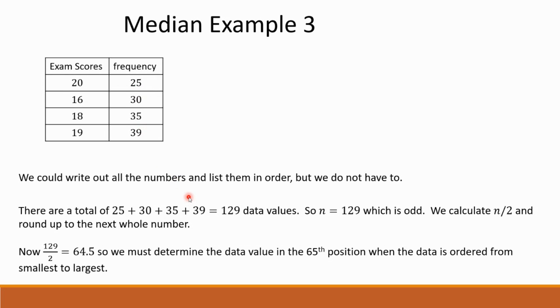So there are 129 data values. Now that's odd. 129 is an odd number, right? So to get the median, we divide by 2. That gives us 64.5. So this tells us that 65, round up, the 65th data value, or the number in the 65th position, that's the median, once we order from smallest to largest.